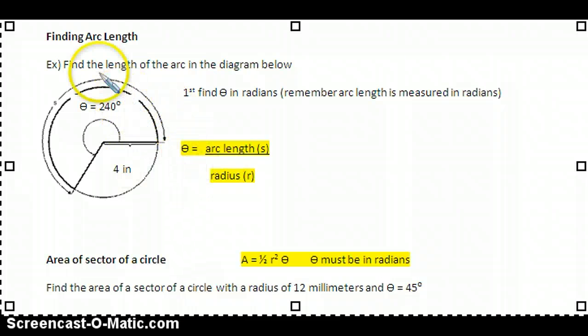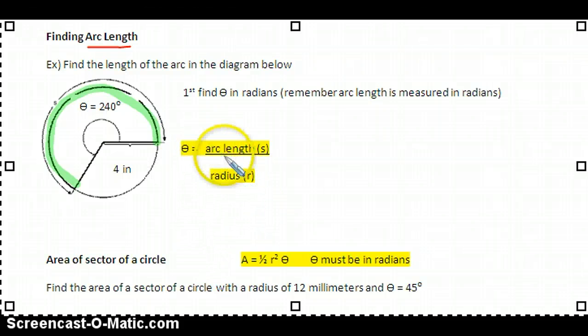Alright, the next concept we're going to talk about is finding the arc length. Basically, if I asked you to find the arc length of this circle, I'm asking you to find this distance, as my arrow is showing, in other words, part of the circumference. So there's a formula that we have. That formula is right here: theta is equal to the arc length divided by the radius.